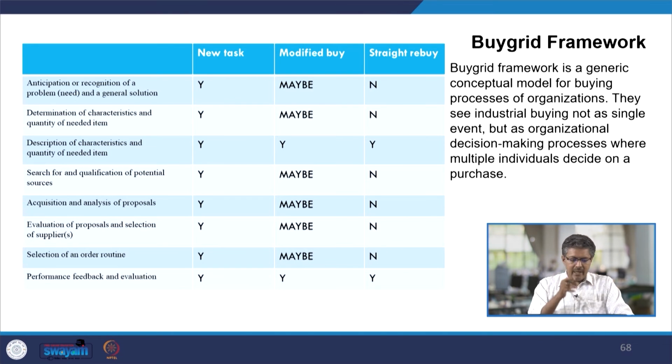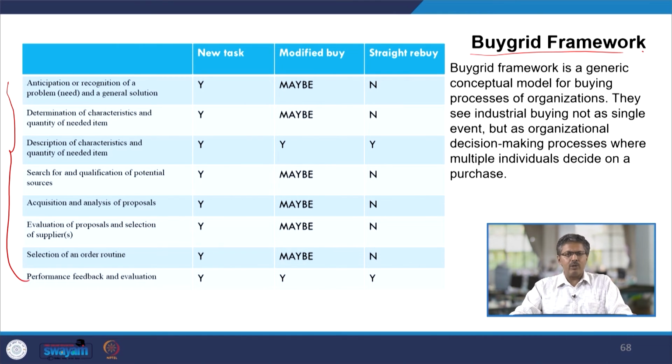So, if you look at it, on this side you have the stages in the organizational buying process. These are the 8 steps, and here we have 3 different types of tasks: a new task, a modified buy, or a straight rebuy. When these two things are taken together, it is known as the Buygrid framework, and the Buygrid framework is nothing but a generic conceptual model for the buying process of organizations.